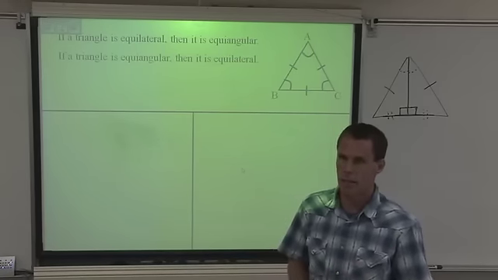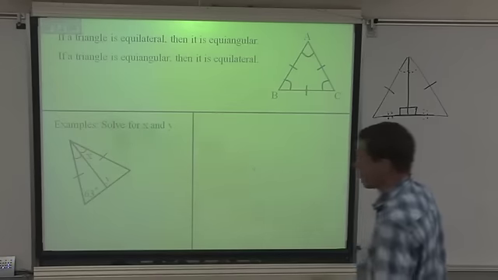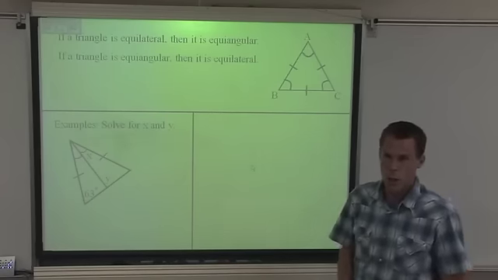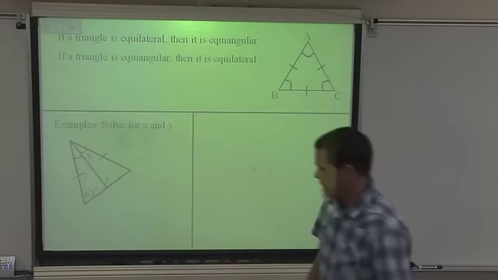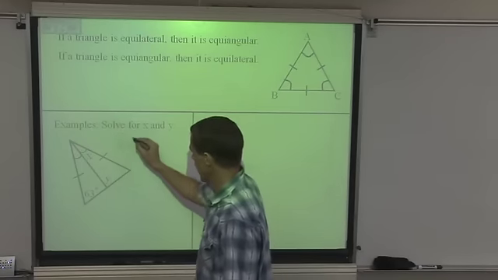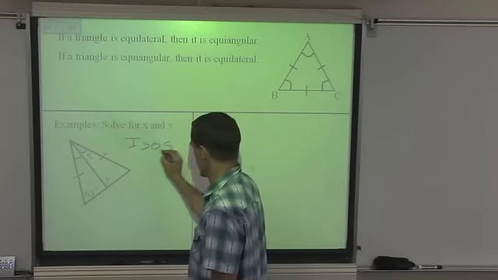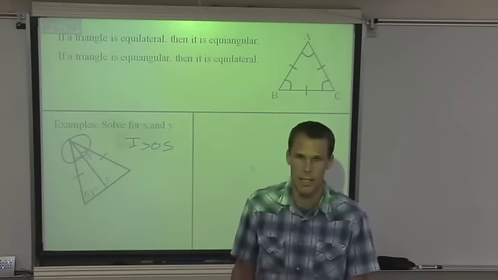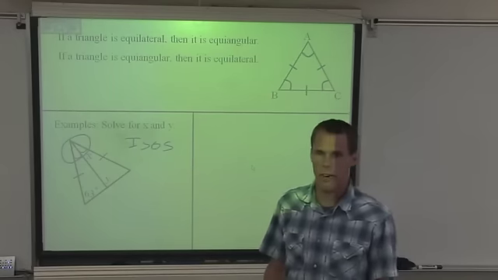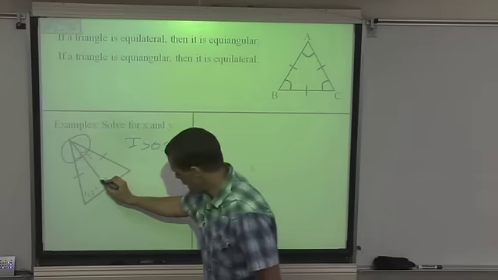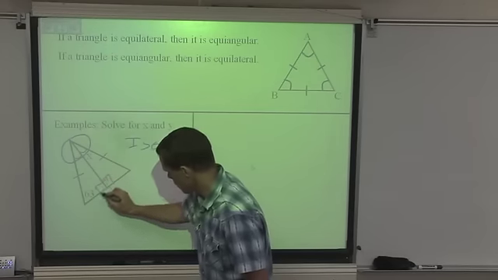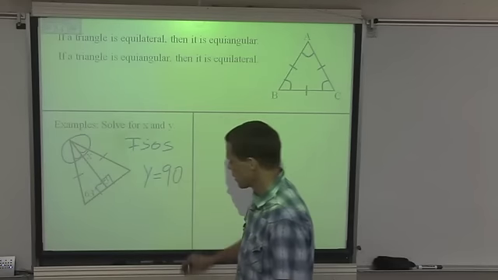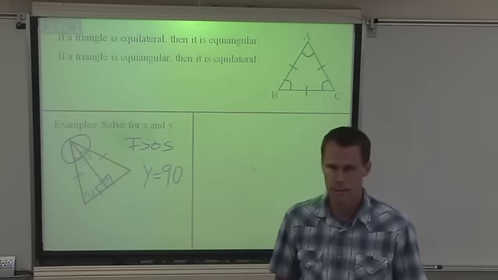All right, let's take a look at some sample problems. So here we have a triangle and we're being asked to solve for x and y. The most important thing to notice right away is this triangle is isosceles. And there's an angle bisector, which means, according to the very first theorem we learned, these angles must be right angles. So I've got y equals 90. Right from the start, y equals 90.